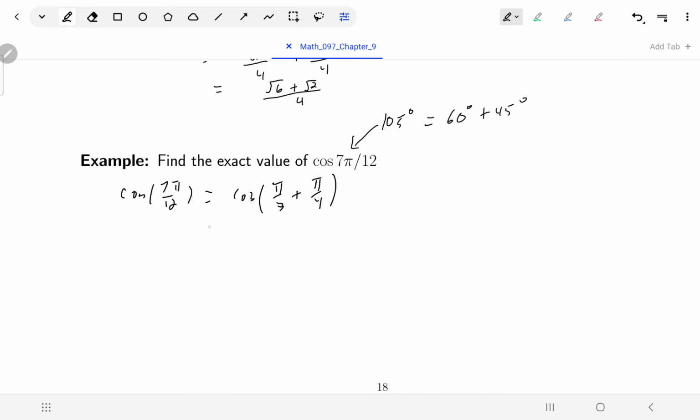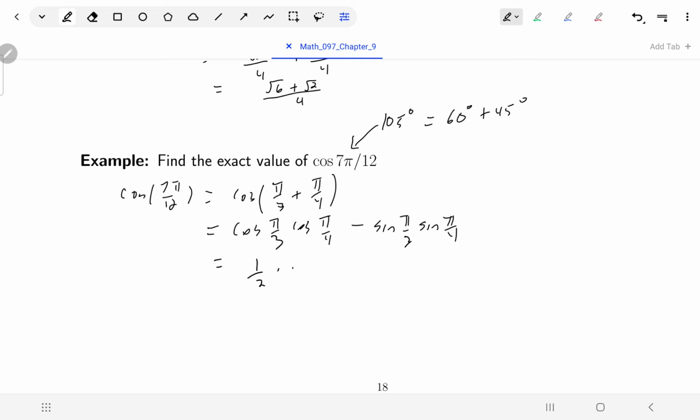And now I have cosine of one angle plus another. I could just use my angle sum formula, which is cosine of the first angle, cosine of the second, minus sine of the first angle, sine of the second. And then the only thing left for me to do is just to evaluate and then clean things up. And again, special triangles are all I really need here.